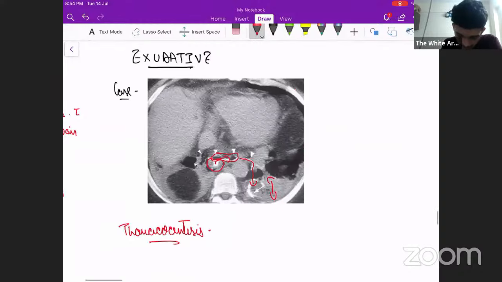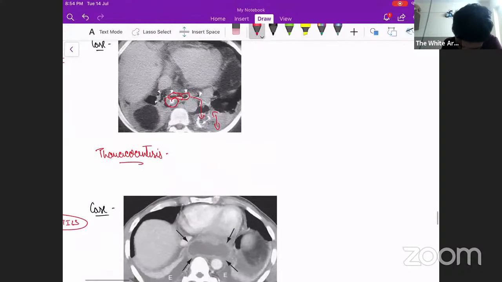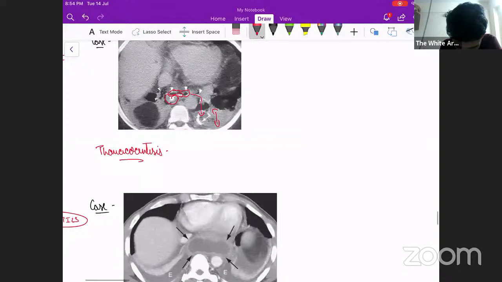Yes, very good. It is esophageal rupture. And how do you confirm? On doing thoracocentesis, salivary amylase levels will be raised. That is how we confirm.